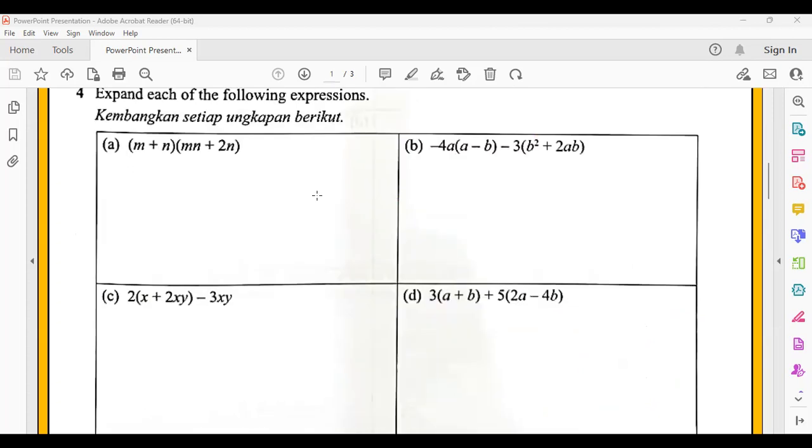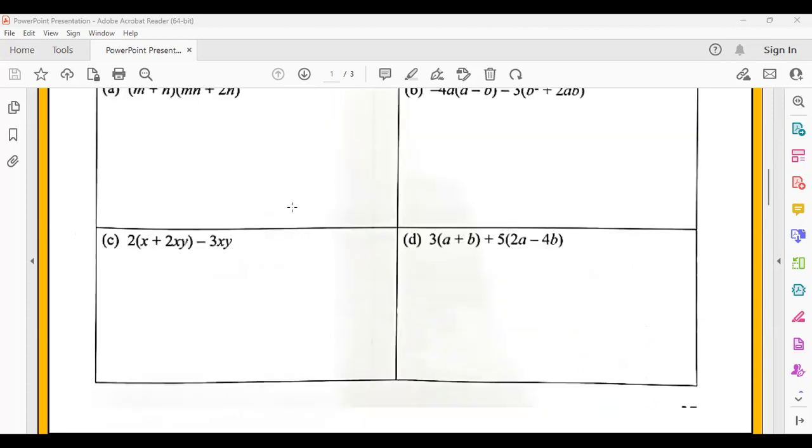Okay? Now, let's see number C now. Okay, try now. Try to put into chat, what would this answer look like? Sorry, there are firecrackers going on. Cheng Beng. Okay, can be a bit disruptive. So 2 will multiply with the x. 2 will multiply with the 2xy. Tell me what happens now.